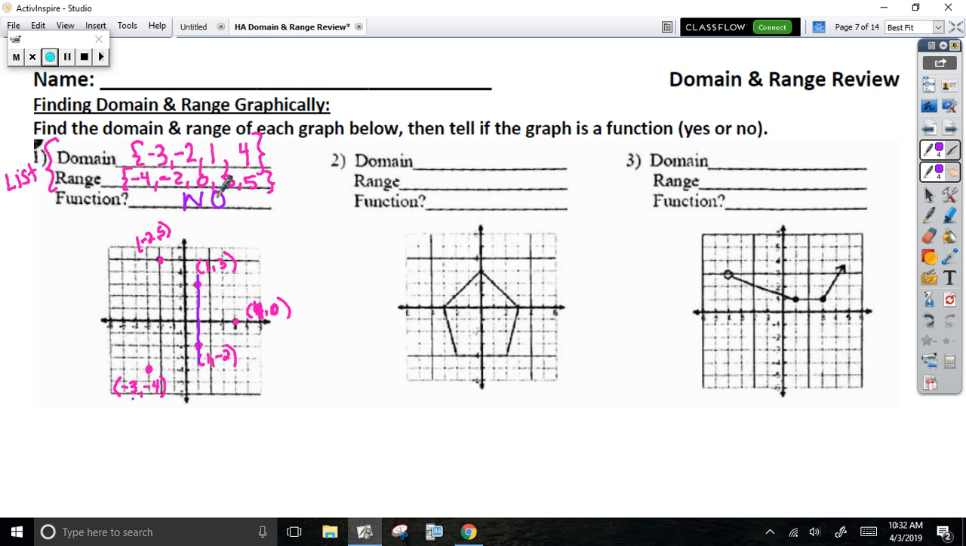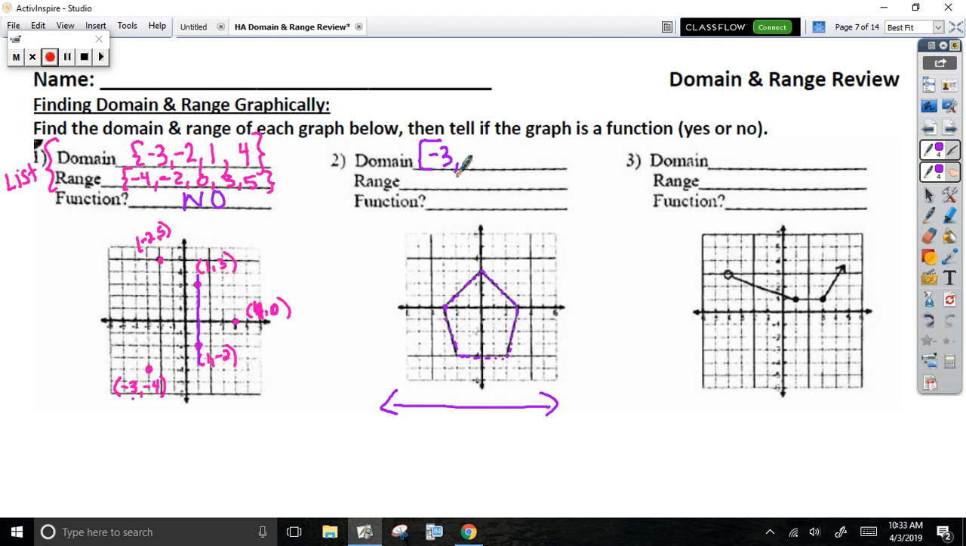Okay, the next one we have a shape on the graph. These are little segments connecting to make this shape. But because these are connected, these are all a bunch of solid dots, basically, that are going around the shape. So for domain, remember we want to go from left to right. So what's the smallest it touches on the x-axis? How far left does it go? -1, -2, -3. So we'll put bracket -3 because it actually touches at -3.